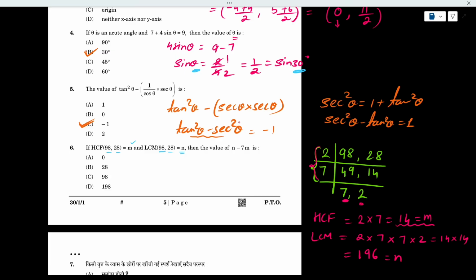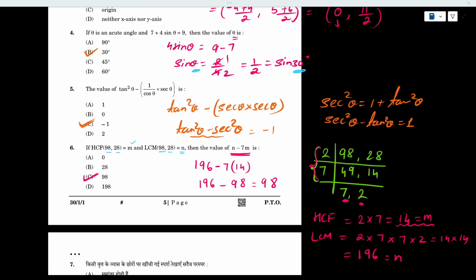Right, now how will you do it here? Because we need to find out this value. You can substitute. N value is 196 minus 7 times M value, which is here 14. If you do this, you are going to get 196 minus 98, which is nothing but 98. So your option number C is the right option.